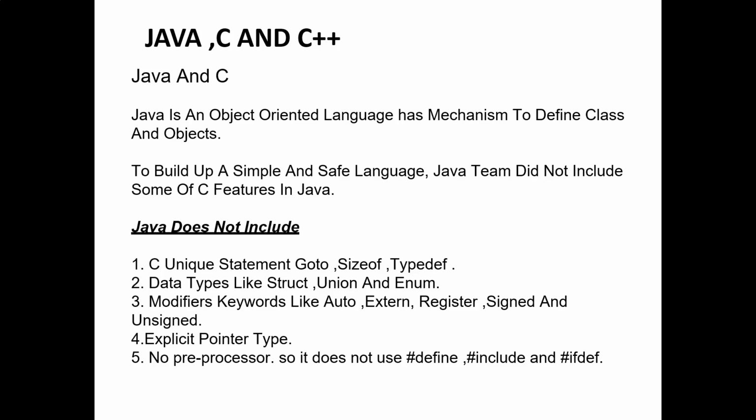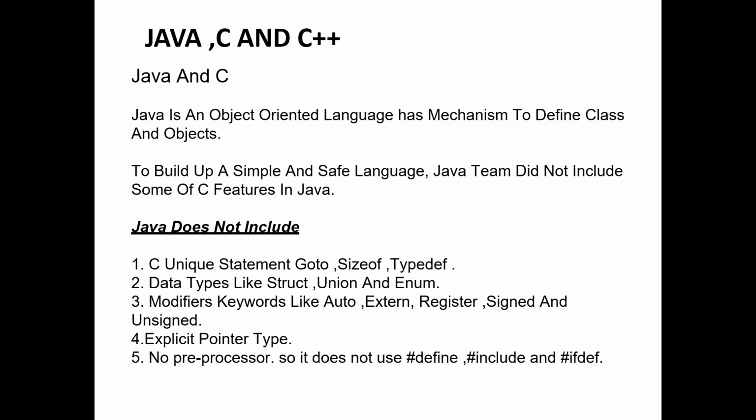Okay, now let us understand the difference between Java and C. So Java is basically an object oriented programming language, so we divide the program into classes and objects. Some features that are not supported in Java are C unique statements like goto, sizeof, typedef. So such statements are not supported in Java. Actually goto is bad programming, so that is good, it is not supported. Data types like struct, union and enum are not supported.